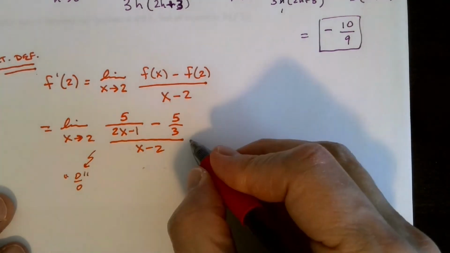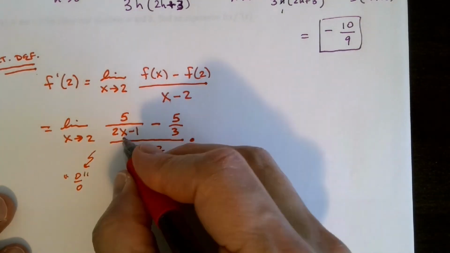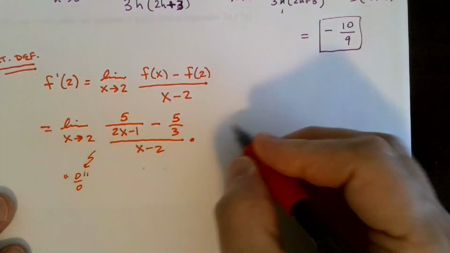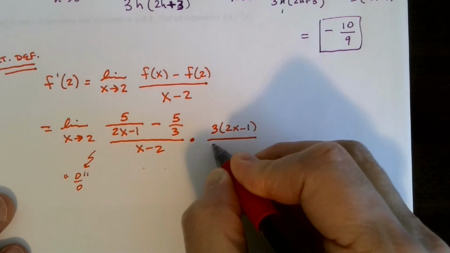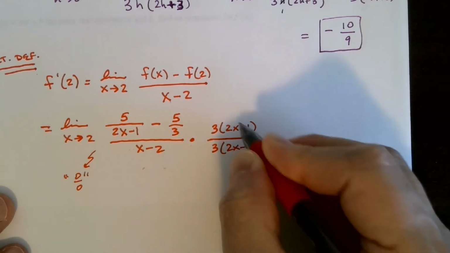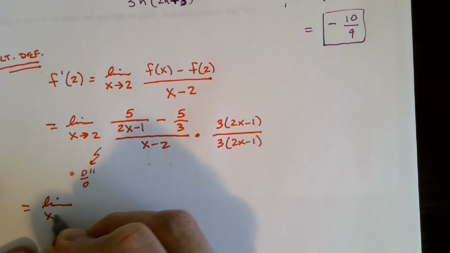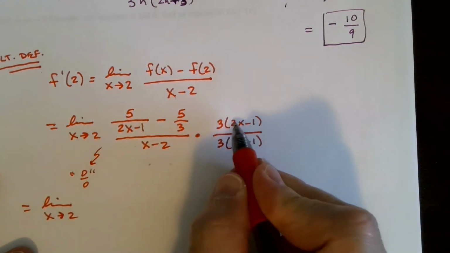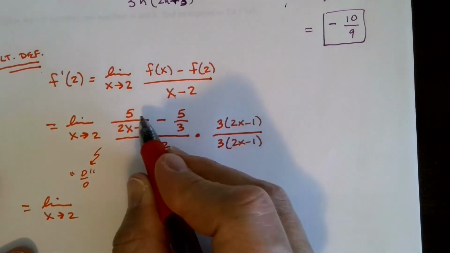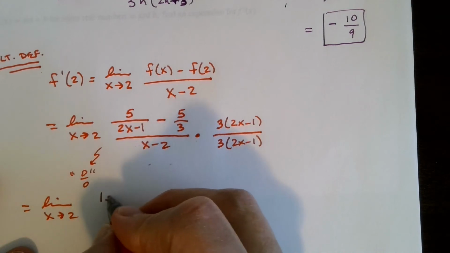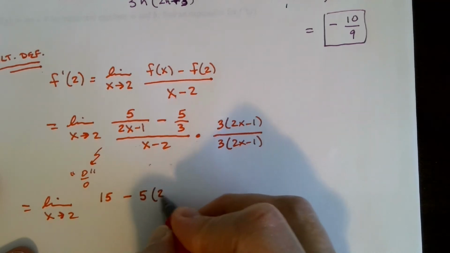But the way we're going to clean this out this time, again, fractions within fractions, I'm going to multiply by the least common denominator of all fractions, 2x minus 1 and 3, so I'm going to multiply by 3 times the quantity 2x minus 1. And that will clear out my fractions, top and bottom, so the total amount I'm multiplying by is 1. So the limit as x approaches 2. Here the 2x minus 1's cancel when we multiply this by distributing through again. The 2x minus 1's cancel, I'm left with 5 times 3, that's 15. And then the 3's cancel, leaving me minus 5 times the quantity 2x minus 1.